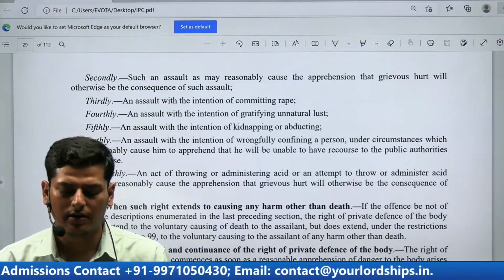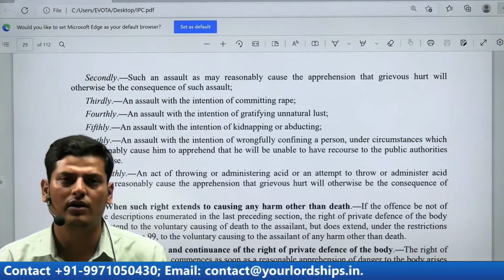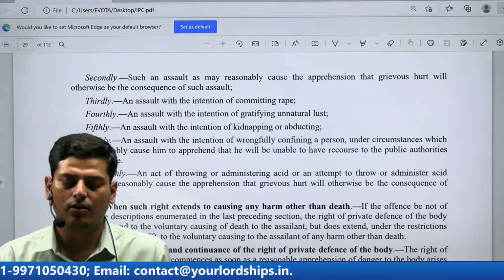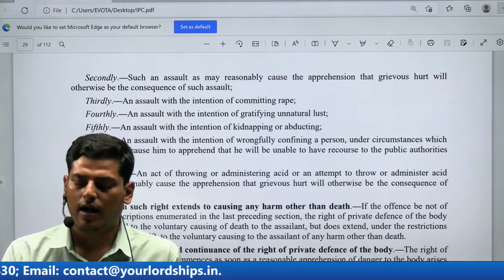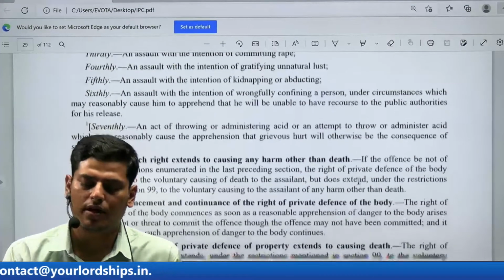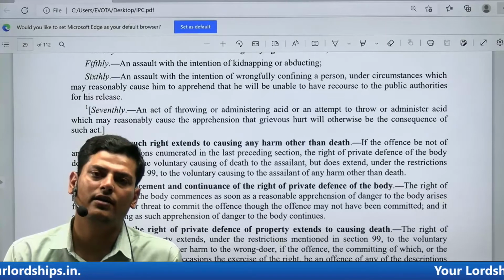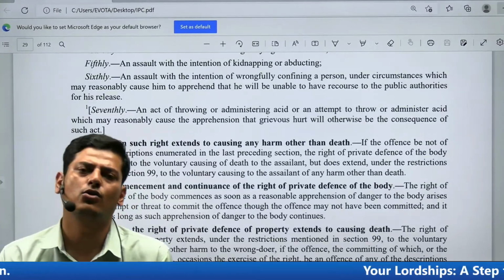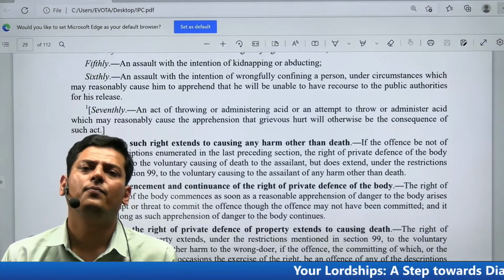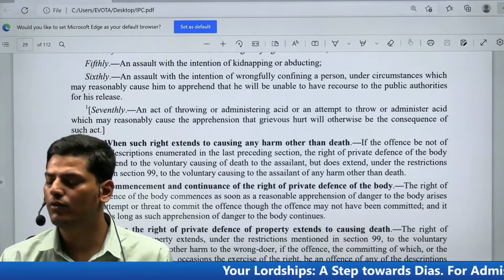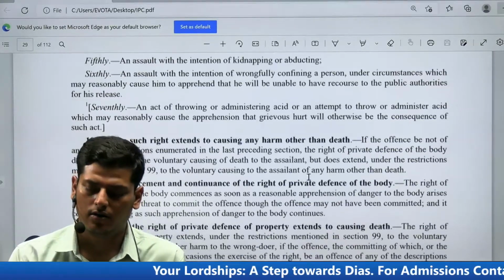And then lastly, added by the recent amendment 2013, act of throwing or administering acid or an attempt to throw or administer acid which may reasonably cause the apprehension that the grievous hurt will otherwise be the consequence. So ये 7 clauses हैं wherein the right of private defense extends to the causing of the death.